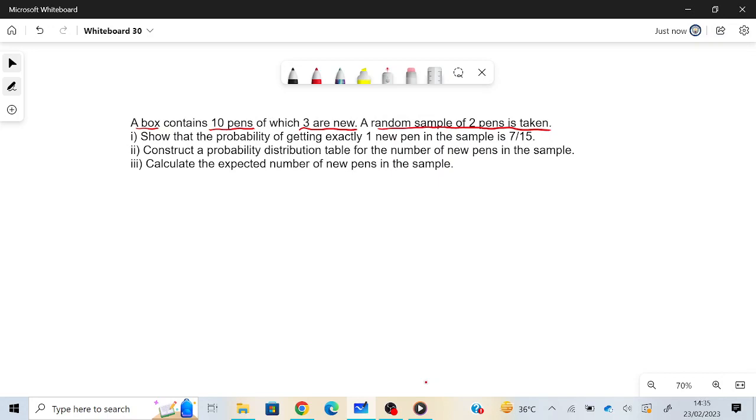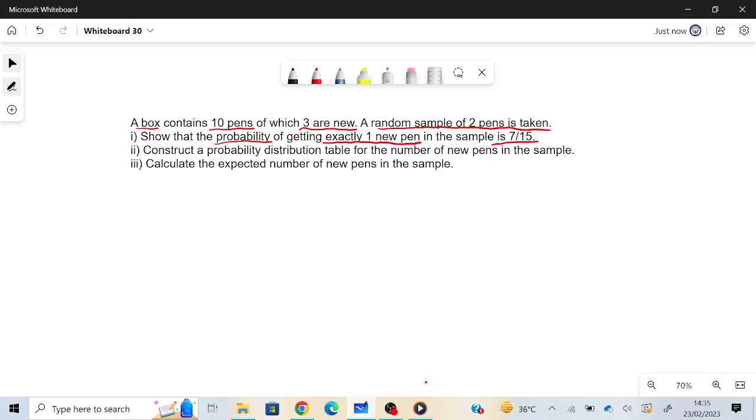Part I says that show that the probability of getting exactly 1 new pen in the sample is 7 over 15. So we need to prove that from our 2 picks, the only chances of getting 1 new pen is 7 over 15. The best way to go about this question is with our tree diagram.